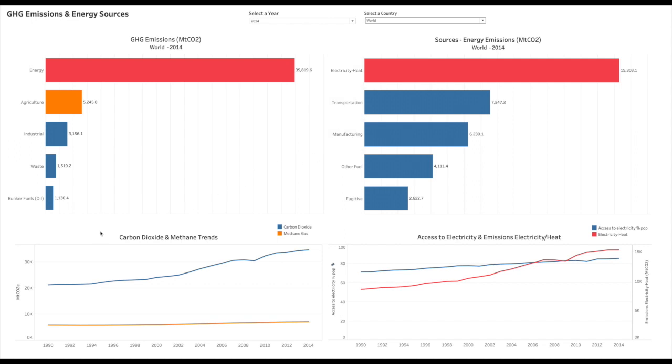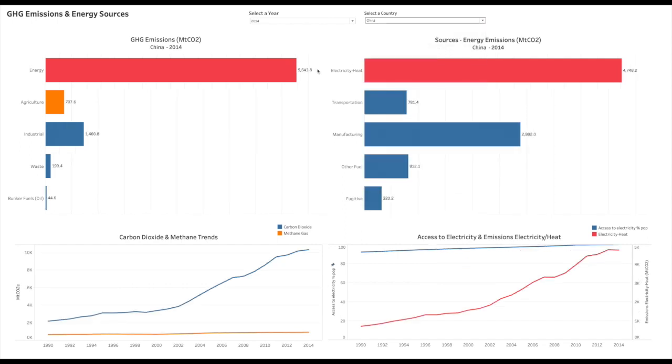The chart at the bottom left shows carbon dioxide and methane trends from all over the world, up 63% and 21% since 1990. The chart to the right shows access to electricity and emissions from electricity and heat, the red line, which has been steadily increasing over time across the world. This dash can be looked at for any year and also for any country. So let's go to China.